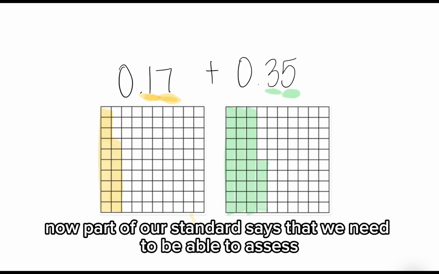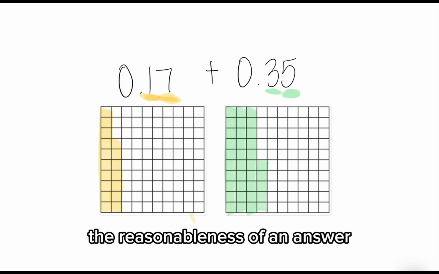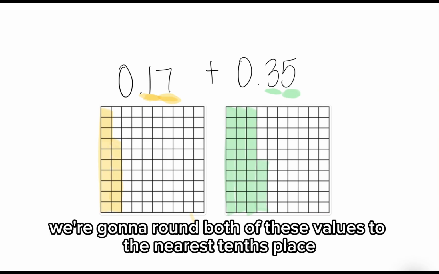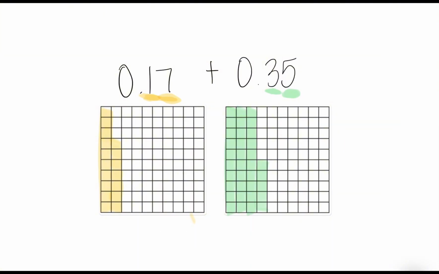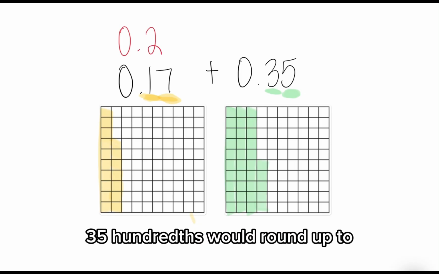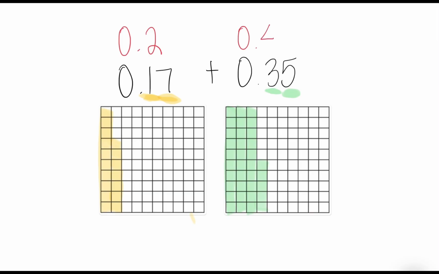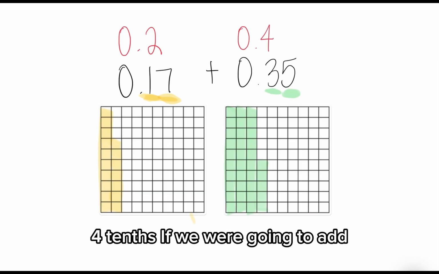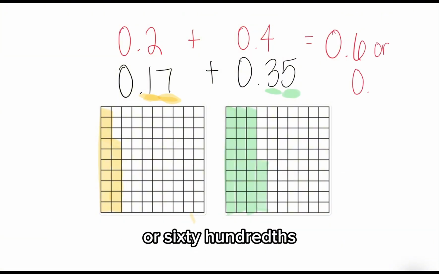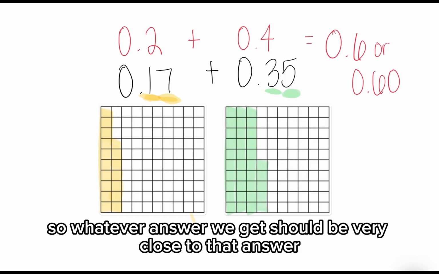Now, part of our standard says that we need to be able to assess the reasonableness of an answer based on estimation strategies. So to estimate, we're going to round both of these values to the nearest tenths place and see what we would get. So 17 hundredths would round up to 2/10. 35 hundredths would round up to 4/10. If we were going to add 2/10 plus 4/10, that would give us 6/10 or 60 hundredths. So whatever answer we get should be very close to that answer.